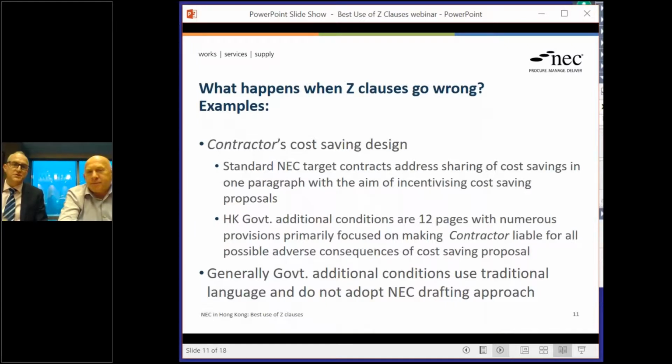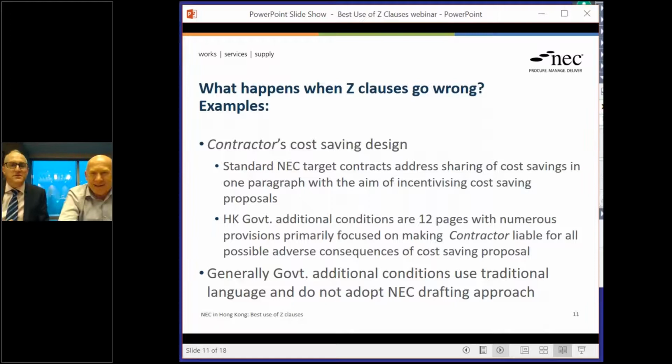Well, this is just one that I pulled out about cost-saving design. Standard NEC target contracts address the sharing of cost savings in effectively one paragraph, saying if the contractor comes up with a good idea that reduces the cost, you don't reduce the target, you leave it where it is, and then they can effectively get a share of any saving. And it already says that in the contract. Yes, so it already says that in the amended NEC 3 contract, if I'm reading it correctly.